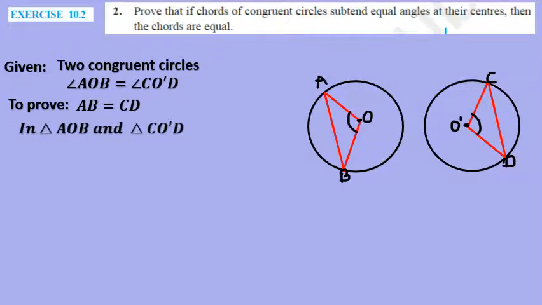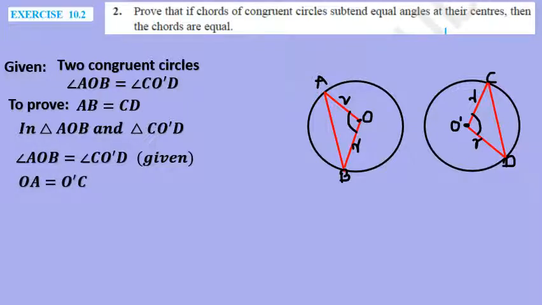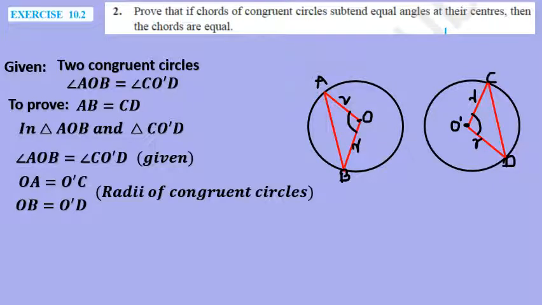So like the previous question, let us consider the triangles AOB and CO dash D. In that, angle AOB equal to angle CO dash D because it is given. Then we know that OA, OB, O dash C, O dash D are the radii of the congruent circles. They are equal because the circles are congruent. So OA equal to O dash C and OB equal to O dash D, radii of congruent circles.